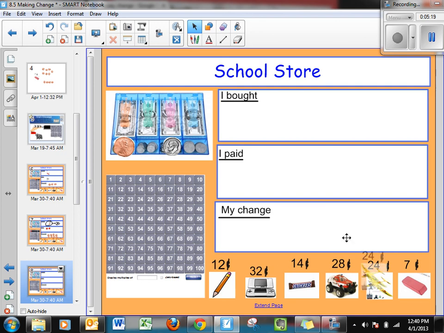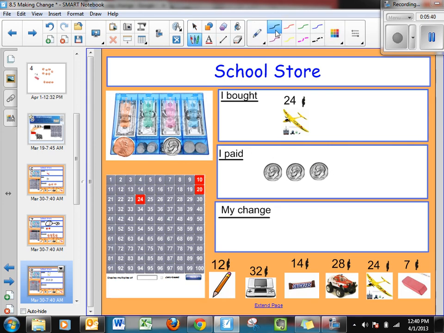Let's say that I decided I want to buy this airplane. So you can see the airplane costs 24 cents. Now if I paid 1 dime, that's only 10 cents. Now the airplane costs 24, which is all the way down here. So now I could try and add another dime, but you can see I'm right here. I still don't have enough. So now I need to add another dime.